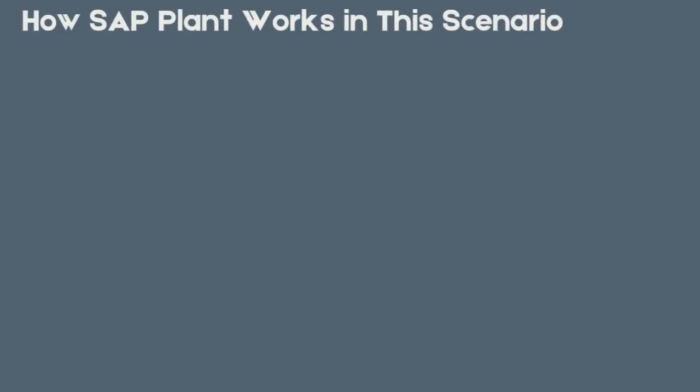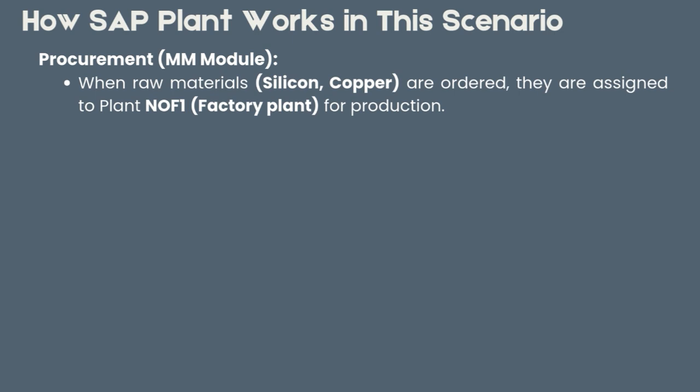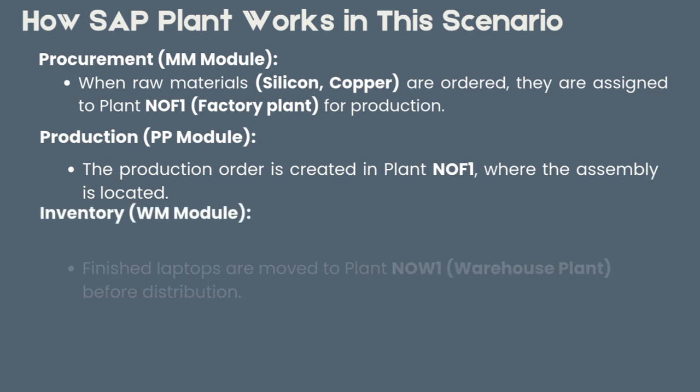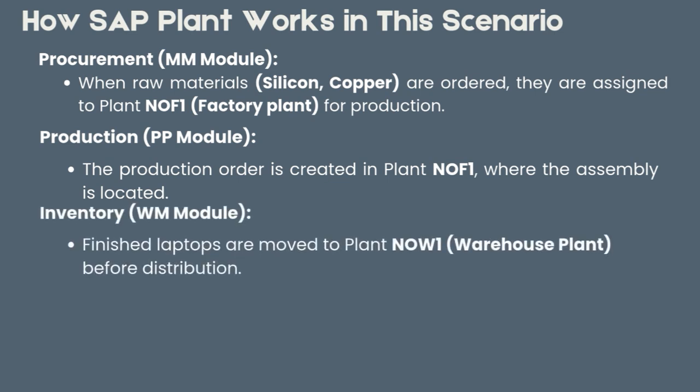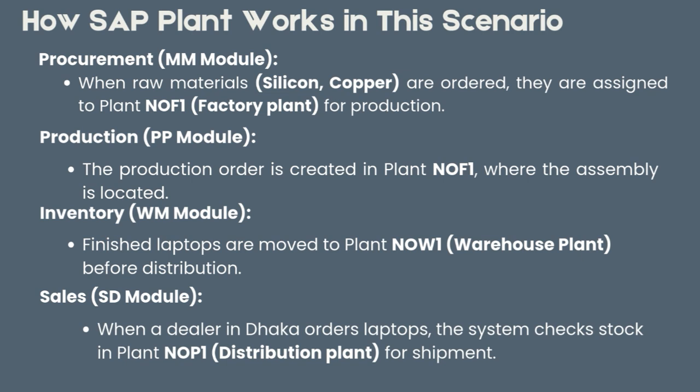How SAP Plant works in this scenario. Procurement module. When raw materials such as silicon, copper are ordered, they are assigned to plant NOF1 for production. Production PP module. The production order is created in plant NOF1, where the assembly is located. Inventory WM module. Finished laptops are moved to plant NOW1 before distribution. Sales SD module. When a dealer in Dhaka orders laptops, the system checks stock in plant NOP1 for shipment.